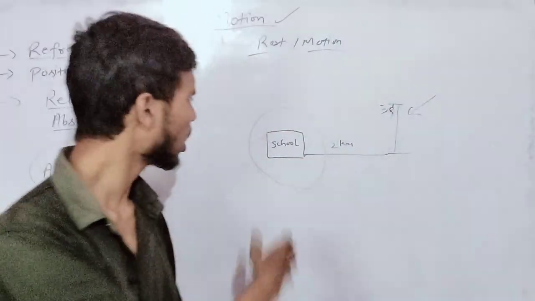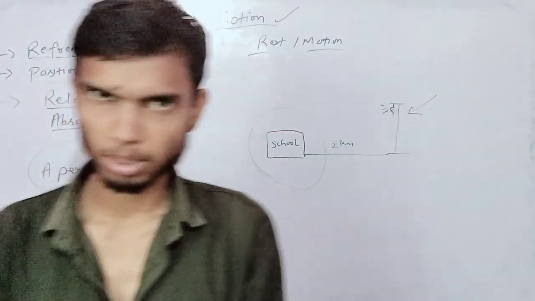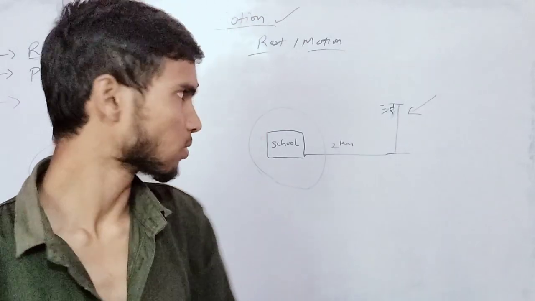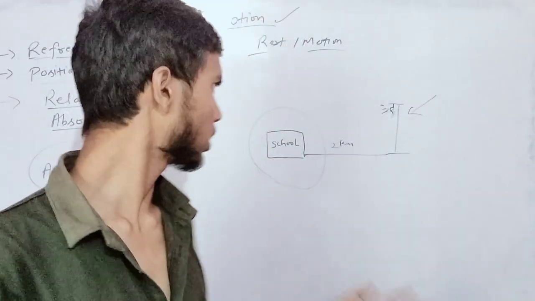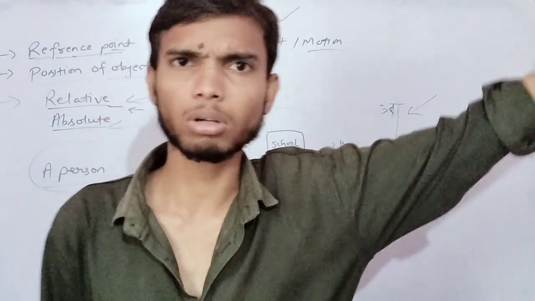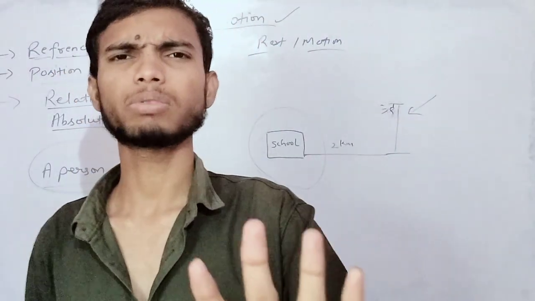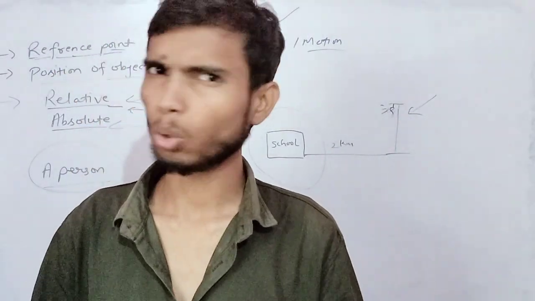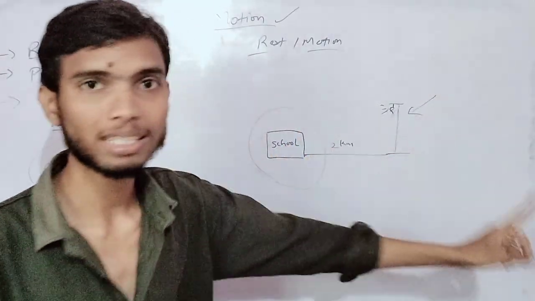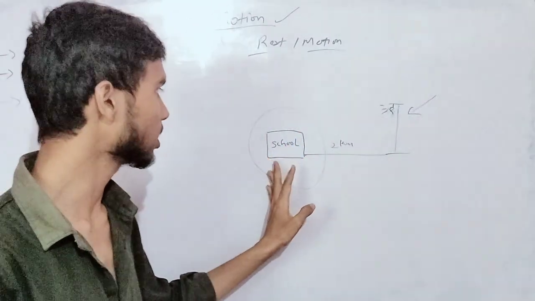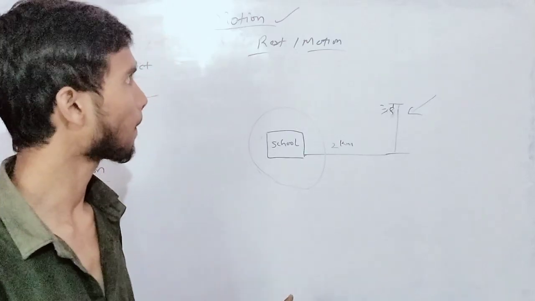For example, of course, a school will be at rest. This tower will be at rest. They cannot run. They cannot move. Can we move a school? Can we move a tower? No, not at all. That's why we would say this is at rest.